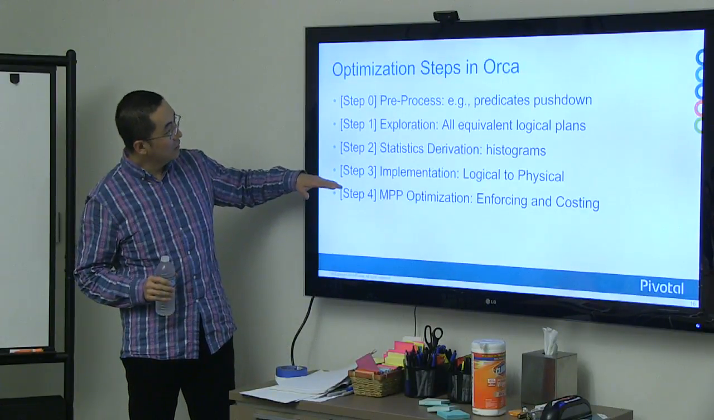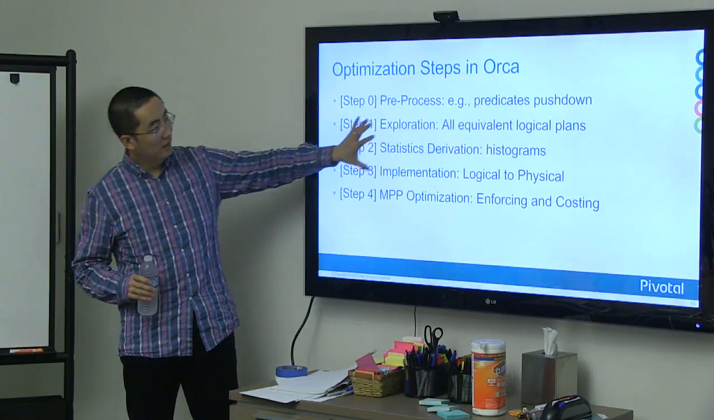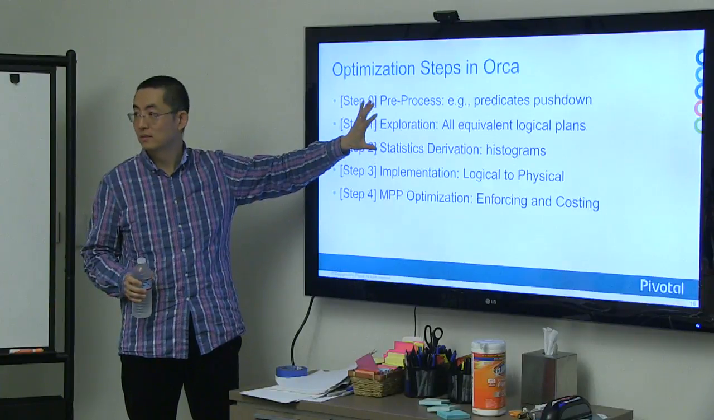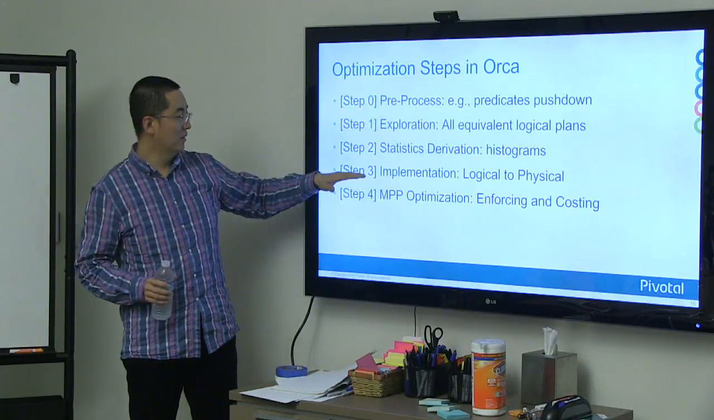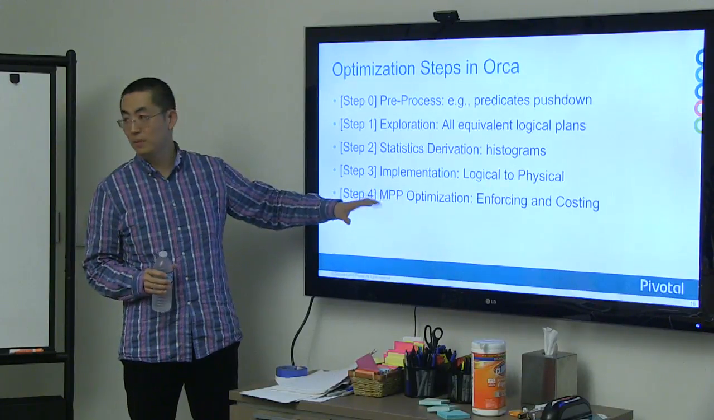So if you look at everything before, steps 0, 1, 2, 3, you can think of this as a regular single-node plan. And the leap is basically the last step, which really makes it an MPP friendly plan.